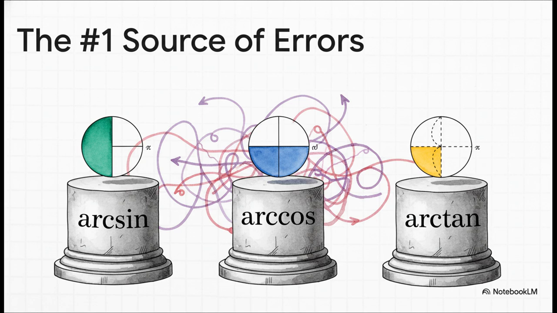And the other big mistake is just getting the ranges mixed up. You can't just memorize one and hope for the best. You've got to know which function lives in which quadrants. Arcsin and arctan are in I and IV, and arccos is over in I and II. Mixing those up is probably the fastest way to get a problem wrong.